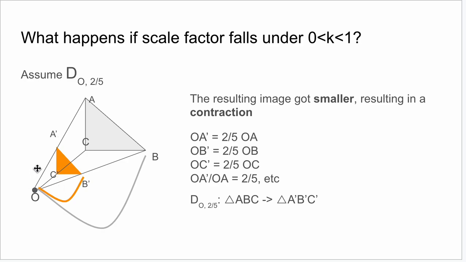Again, so the ratio between OA and OA prime will be what? Will be 1 over 2 over 5. And the ratio of OA prime to OA will be 2 over 5 over 1.